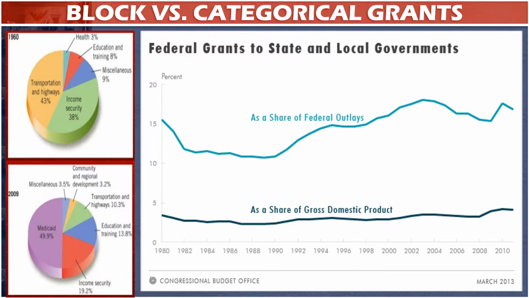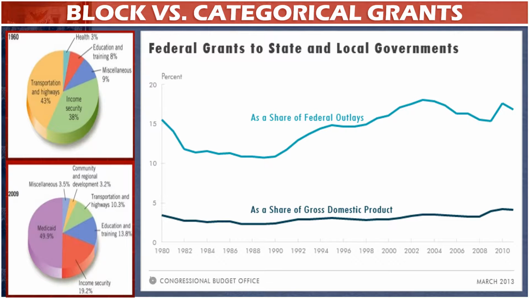If you look here on the chart on the right, you can see the growth of federal grants to state and local governments. And there's two ways of looking at this. One is a percentage of the national budget, and the other one is a percent of the national economy. If you look at the lower line, it really hasn't grown or grown very moderately as a percentage of the gross domestic product, the share of the whole economy.